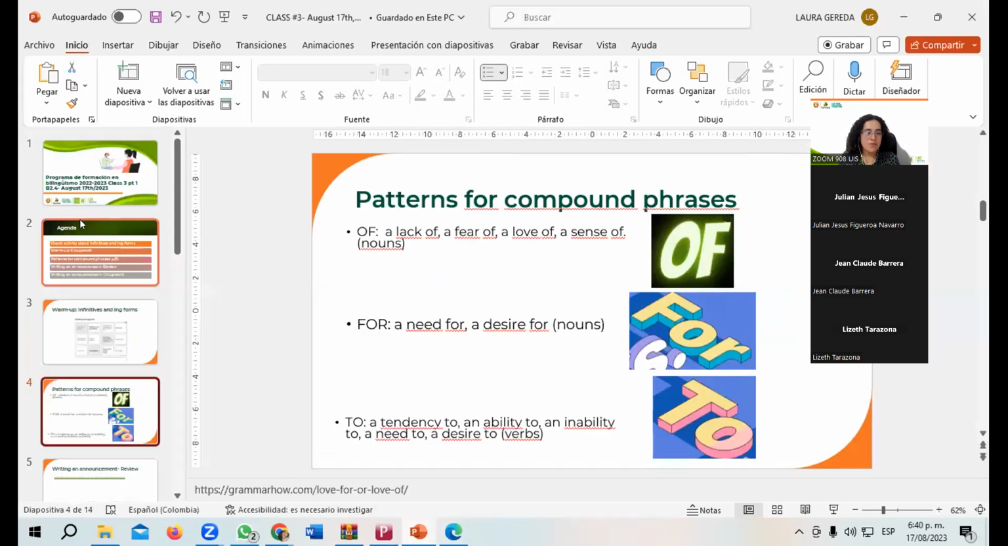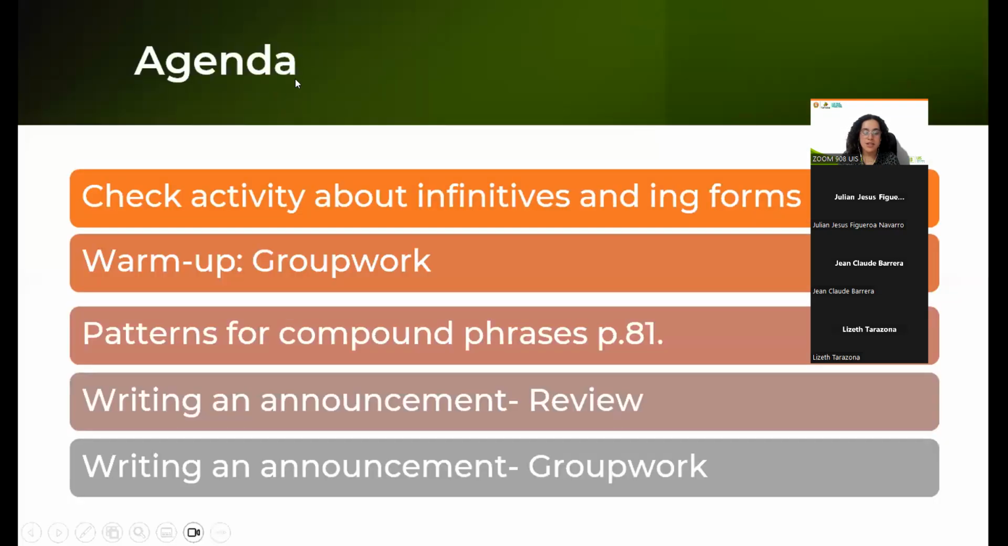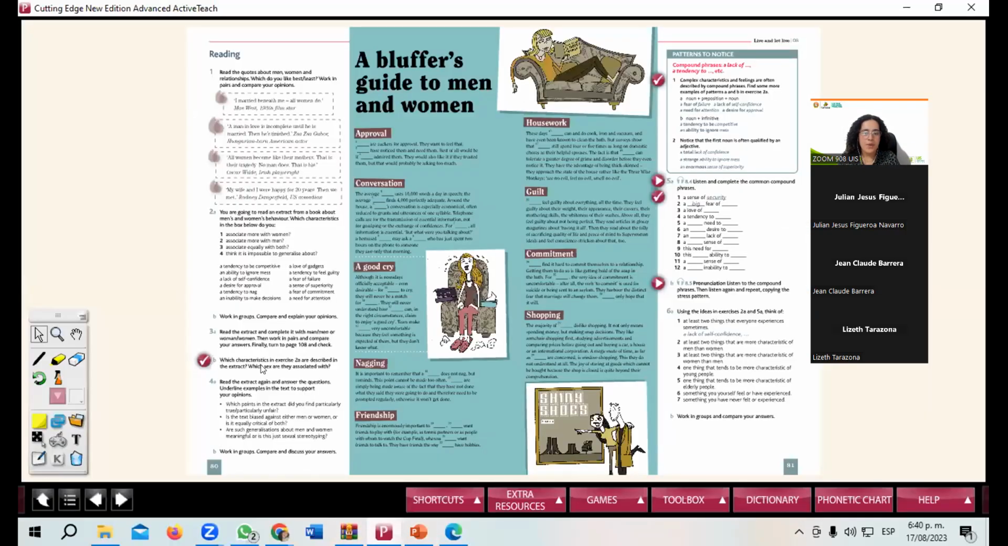Well, now let me show you the agenda and see where we are in the steps, okay? We already checked the activity, we did the group work. Now we're going to see on page 81 some useful patterns that we can follow for compound phrases, okay? So that's where we're going to practice now. And then we're going to do a writing activity, a writing exercise. I believe yesterday you read this text with teacher Sandy, yes? On page 80 and 81.